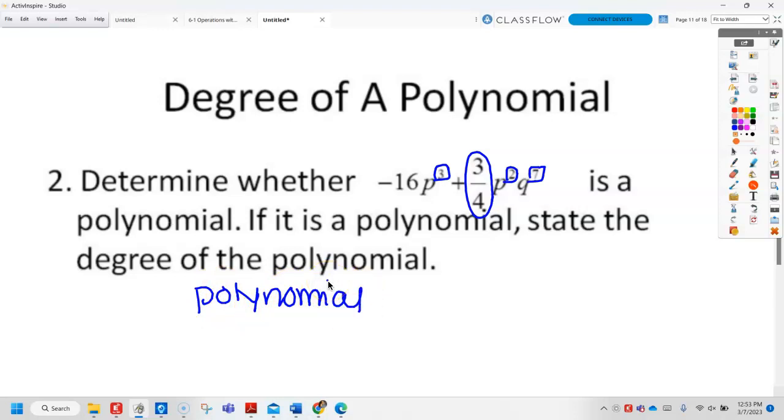The degree comes from the sum of each term's exponents. So this first term here has a degree of 3 because its exponents add up to 3. This next term here has a degree of 7 and 2 together to get 9. So the degree of the polynomial is 9 because it's the highest degree. You don't add all the degrees together, it's just the highest degree of one term.